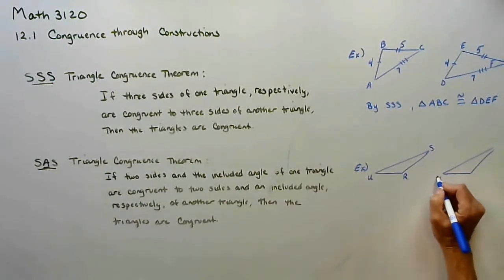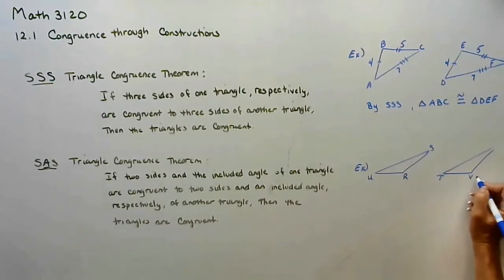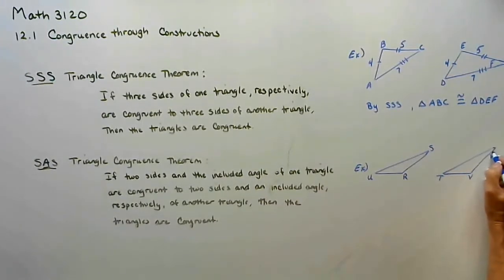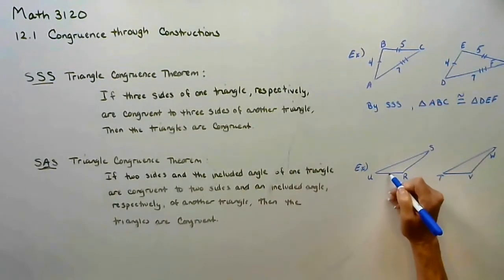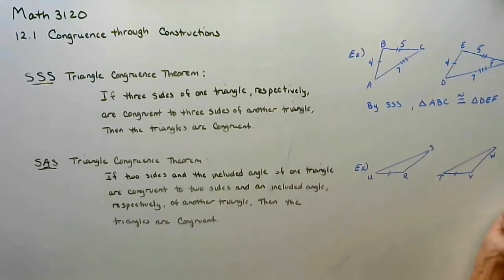URS, TVW. They don't have to always be alphabetical. And I'm going to tell you that angle U R is congruent to T V.